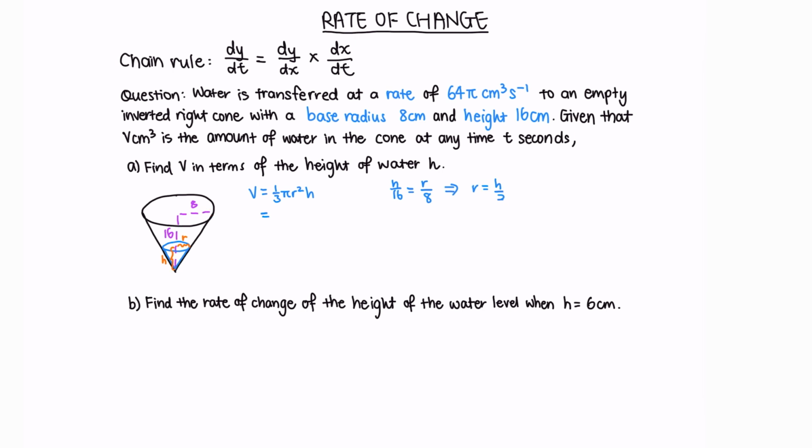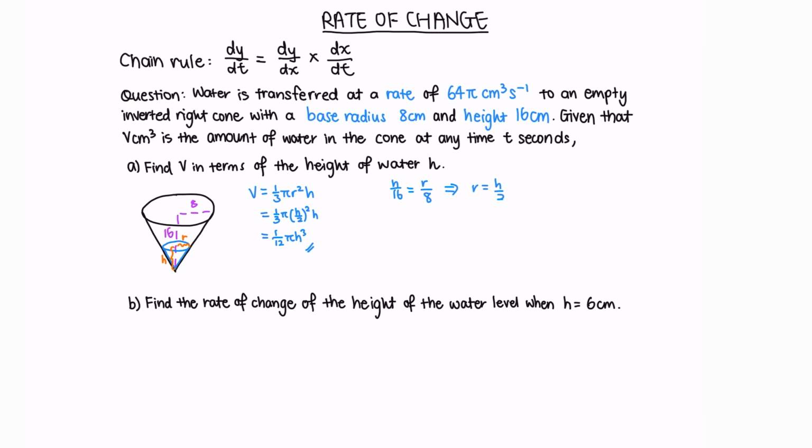And knowing this fact, we can take 1/3 pi and replace r with h over 2. So we get h over 2 squared and then times h. If we simplify that, we get 1 over 12 pi h cubed. So we have found v in terms of the height of water h.